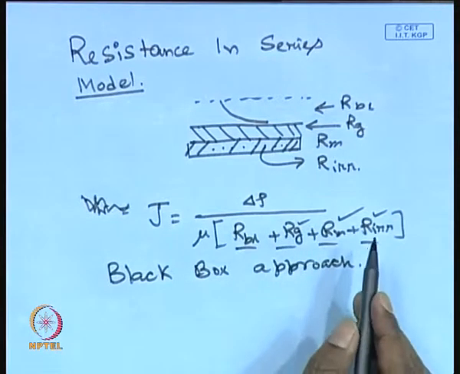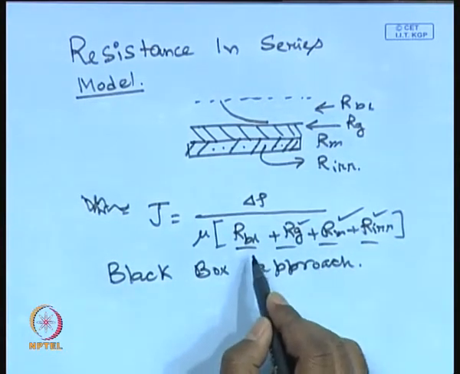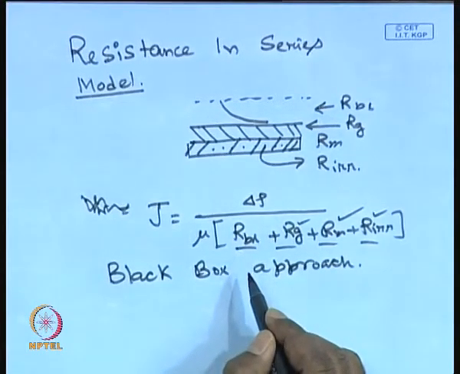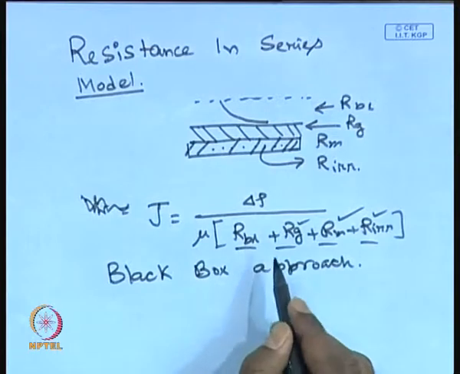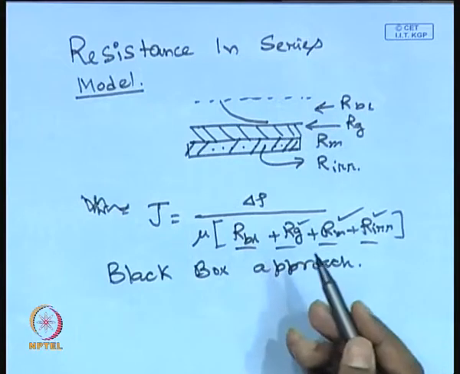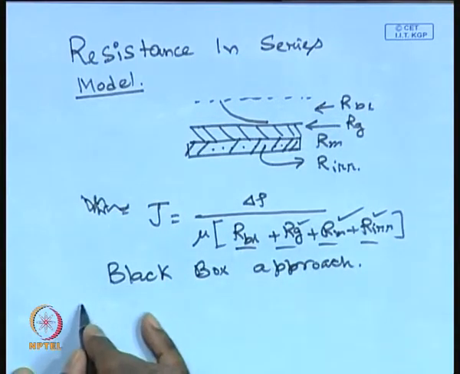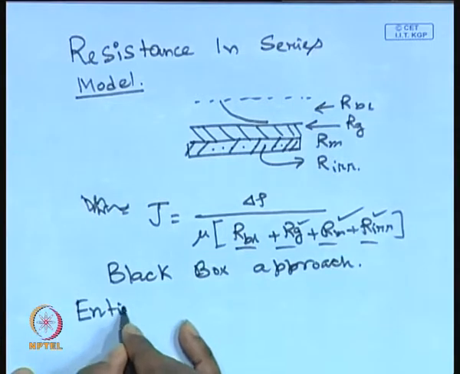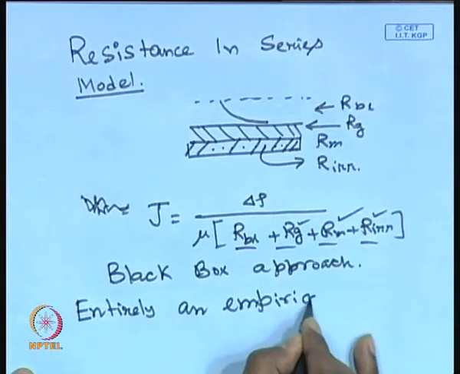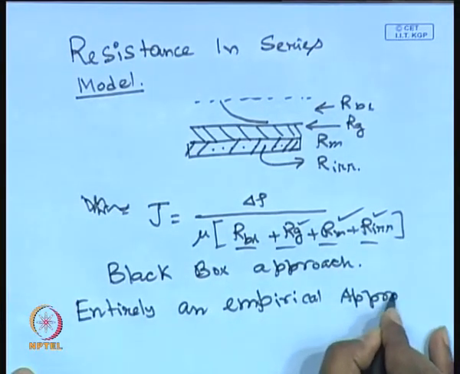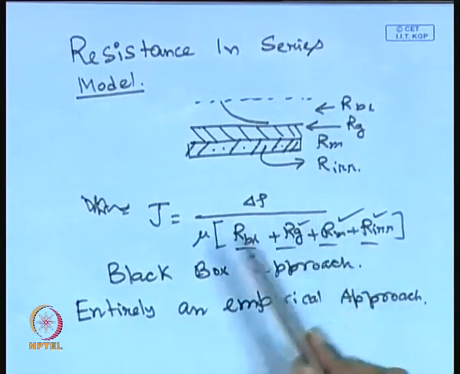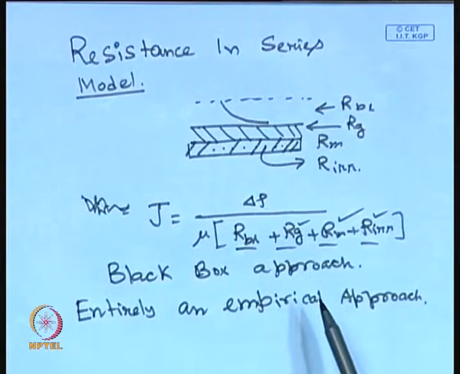So, therefore, what is done, knowing these resistances, this boundary layer resistance is evaluated from various operating conditions. And then fit that boundary layer resistance with the operating conditions using a polynomial or some kind of fit. So, this is entirely an empirical approach. Hence, there is lack of fundamental principles involved in this type of modeling, but why are we doing that?